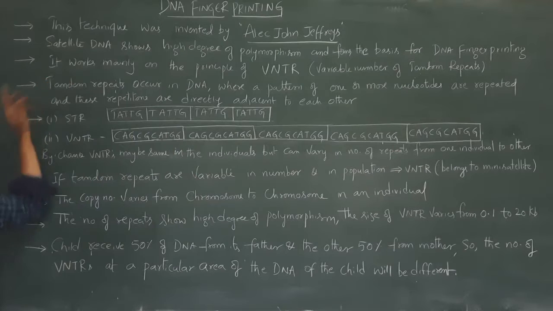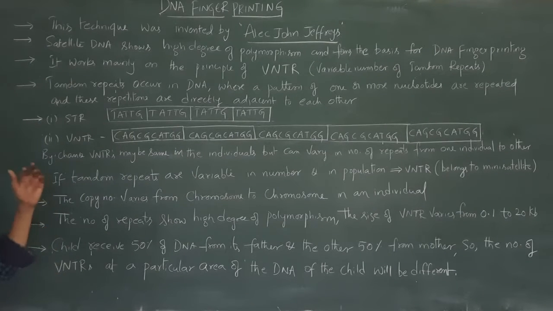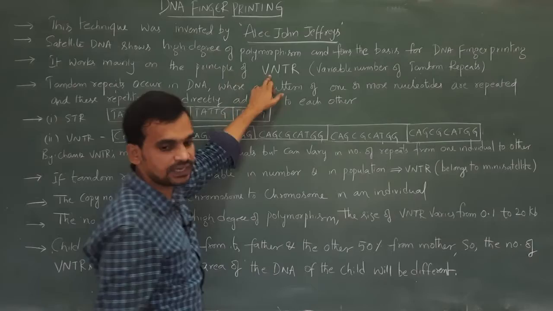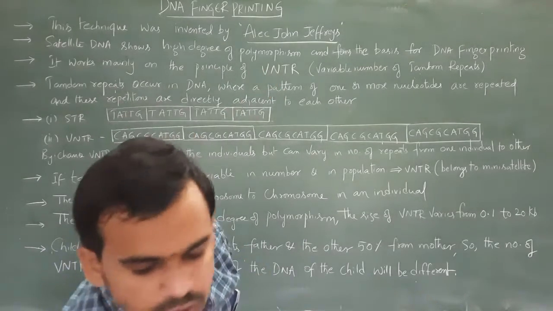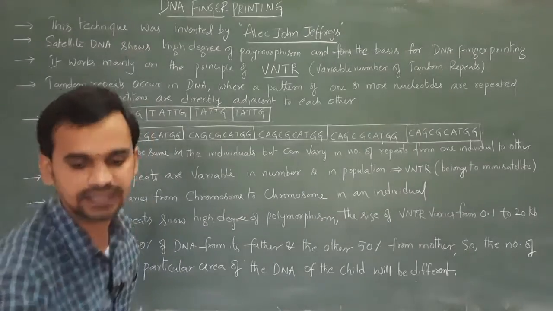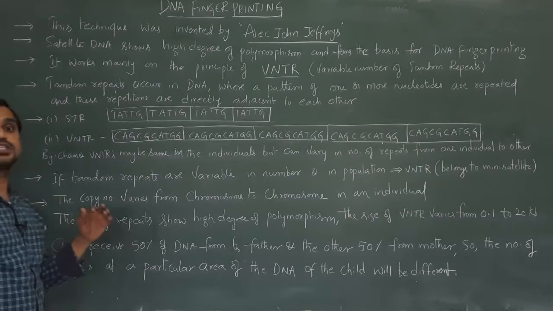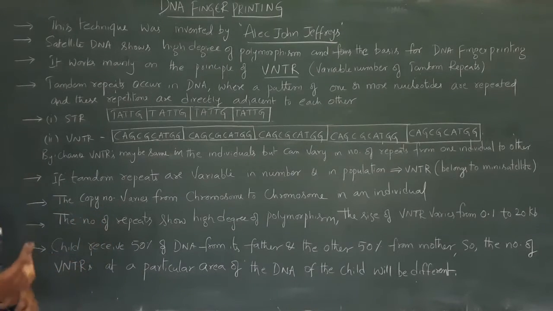Satellite DNA is mainly of two types, minisatellite and microsatellite. We already discussed minisatellites and microsatellites in the last video. DNA fingerprinting works mainly on the principle of VNTR. It's very important. So what is VNTR? Variable number of tandem repeats. So DNA fingerprinting mainly works on the principle of variable number of tandem repeats. What is variable number of tandem repeats?